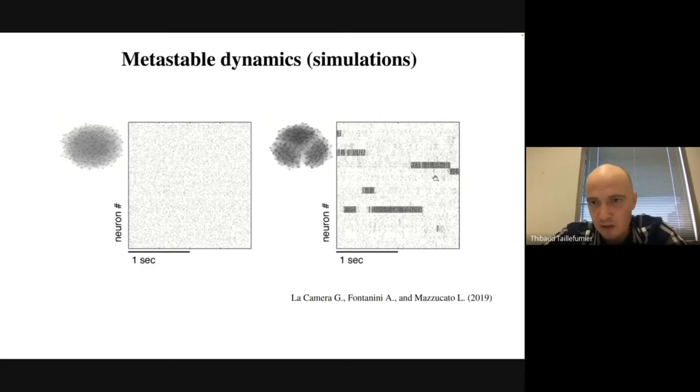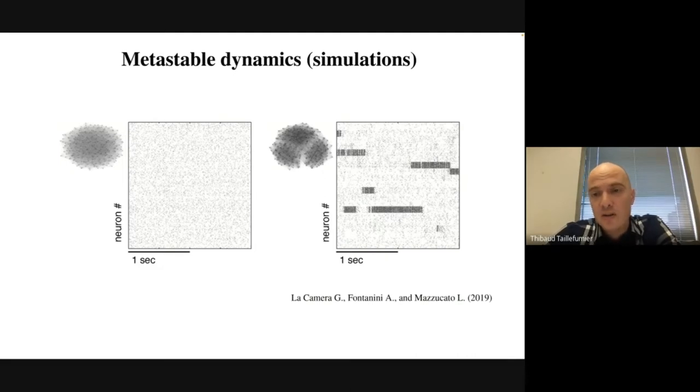Here you can see this metastability on the raster plot, because this is the index of the neuron on the y-axis, and this is time on the x-axis. And you see that the dynamics is composed of an alternation between different quasi-stationary states, whereby one or sometimes two clusters will be active and dominate the others by inhibiting them. So it's not too hard to come up with metastable dynamics.